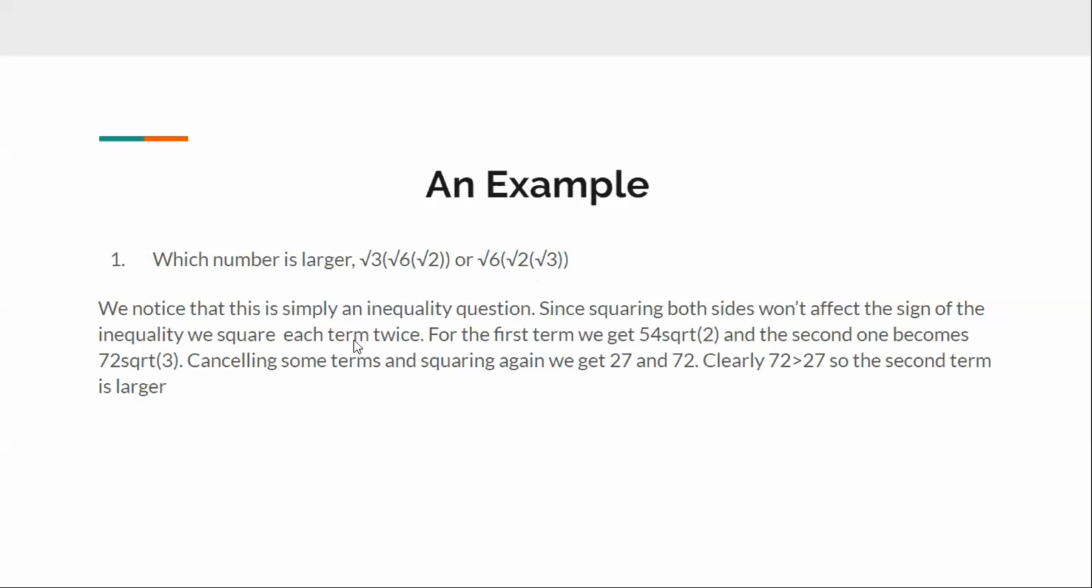You square both sides, and you're going to get, if you square both sides twice, for the first term, 9 times 6 times square root of 2, and the second side will become 6 squared times 2 times square root of 3. So that's 54 root 2 versus 72 root 3. And if you cancel some more terms and you square it again, you're going to get 27 for the left side and 72 for the second side. And clearly 72 is greater than 27, so the second term is larger.